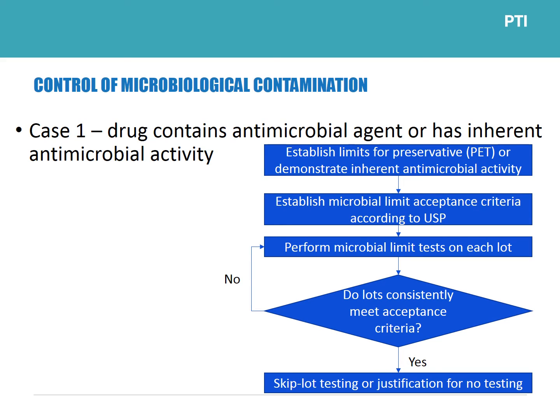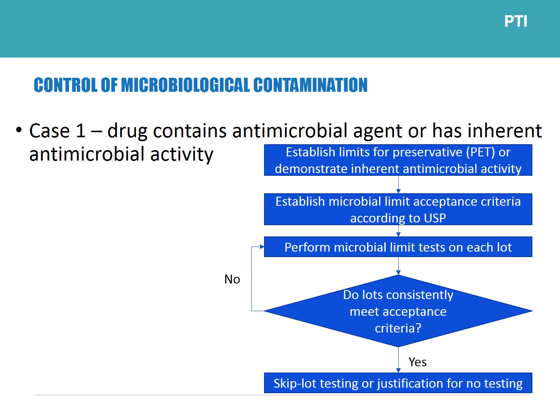Microbial contamination is controlled differently depending on whether the drug product has any antimicrobial activity. That antimicrobial activity could arise from our use of a preservative in the formulation to inhibit microbial growth, or it may come about as a result of an inherent property of the drug product that inhibits microbial growth. So for a drug that contains an antimicrobial agent or has inherent antimicrobial activity, we establish limits for the preservative. We show what limits the preservative needs to be at to have antimicrobial effect.